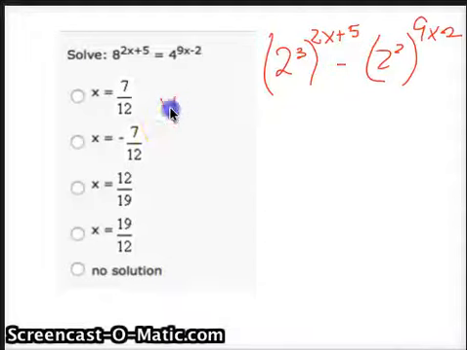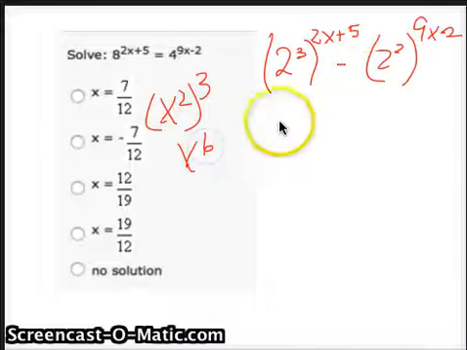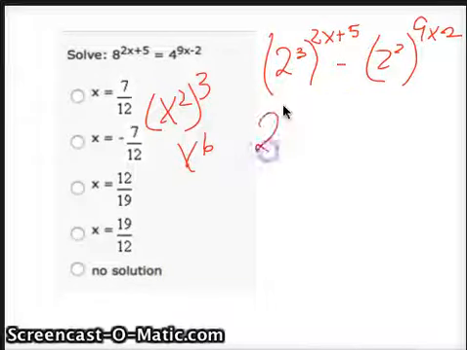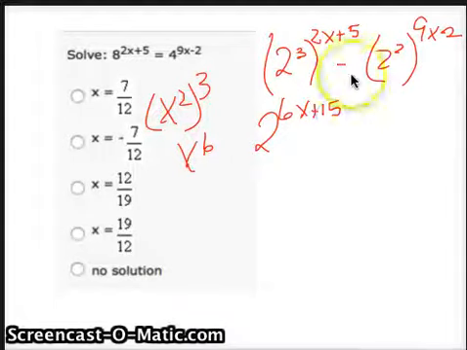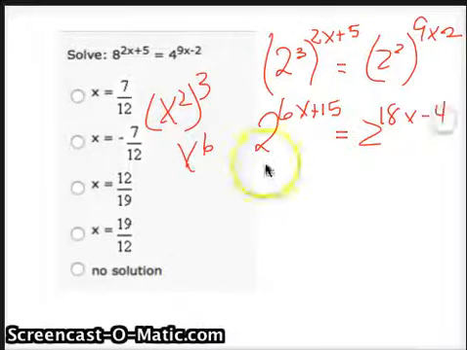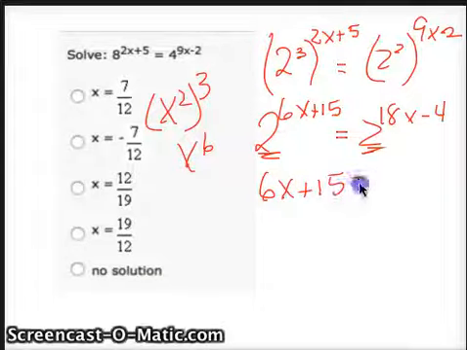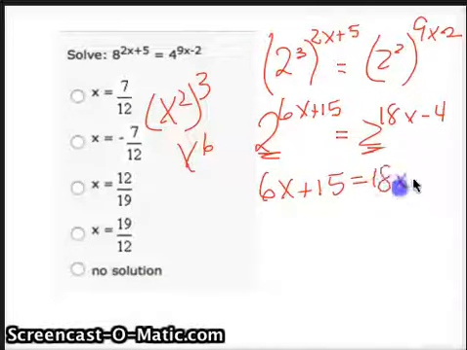Now, we know that 2 to the x, cubed is 2 to the 3x, so we're going to use that property. 2 to the 6x plus 15 is equal to 2 to the 18x minus 4. Notice if the bases are the same, then the powers have to be the same. If the bases are the same, then the powers are the same. That was in one of my videos. Sorry, I mentioned it again.